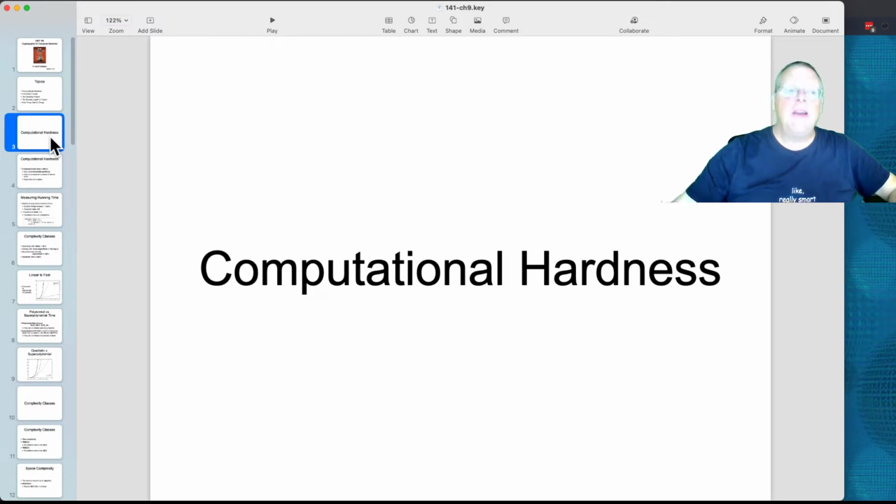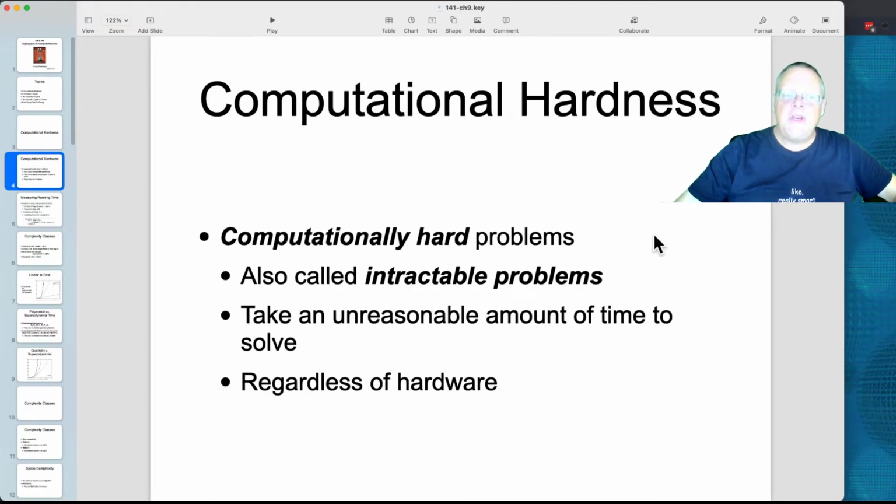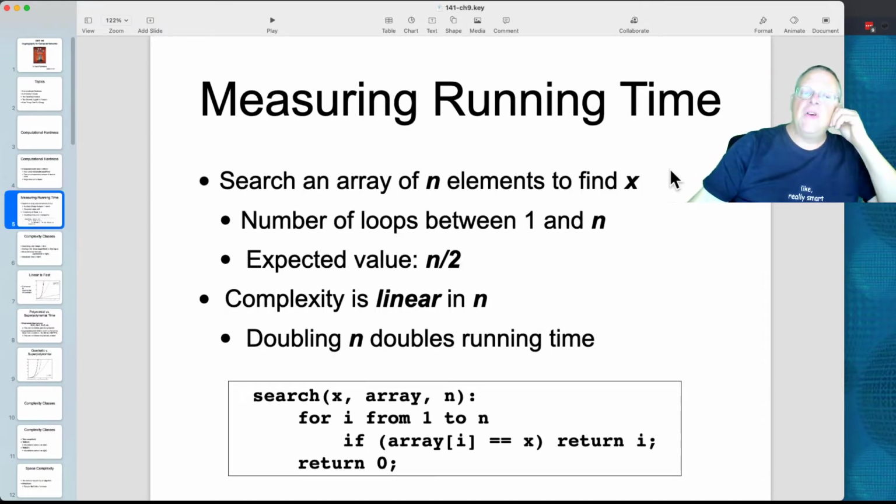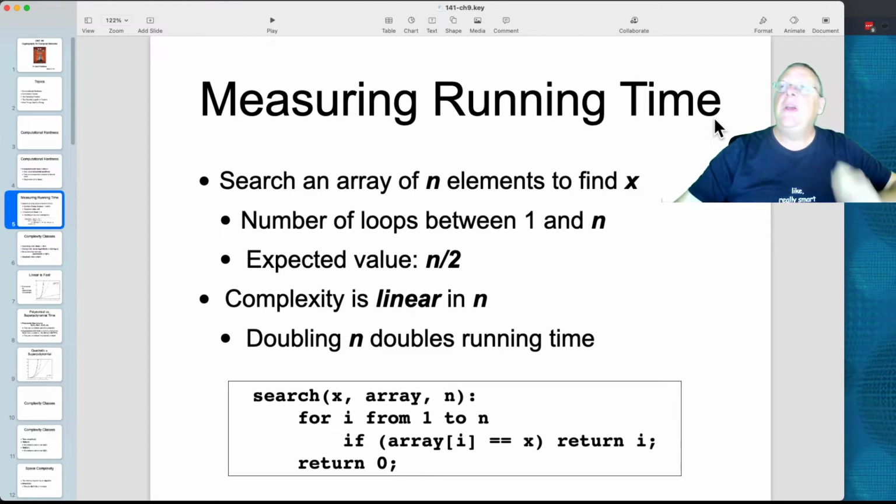So you want to have some kind of measure of how difficult processing is. Computationally hard problems are ones that take an unreasonable amount of time to solve, even if you have a lot of hardware like all the computers in the world or all the time in the world. That would be the best. So you measure the running time, and what you do is you just get a general estimate of it. You get a measure of how it depends on the scale of the problem.